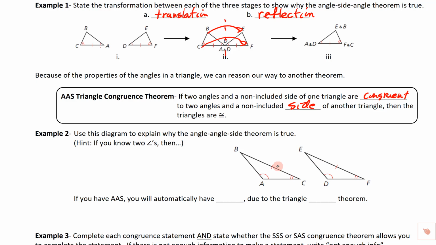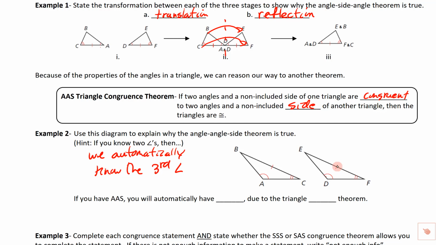So the hint on this one is if we know these two angles on this triangle, and we know these two angles on this triangle, wouldn't we automatically know the third one? Okay, then we automatically know the third angle.